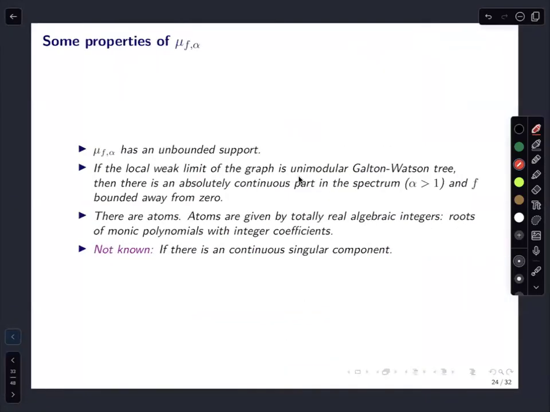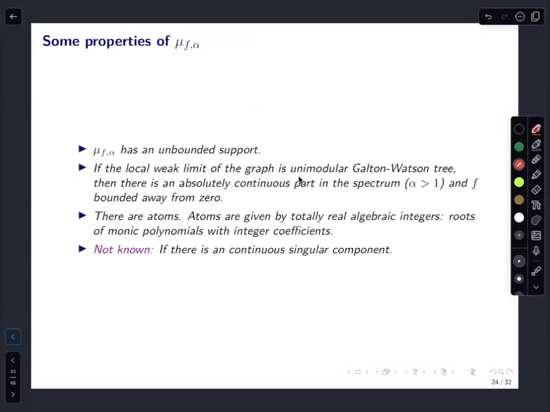Okay, so finally, a few properties of this mu f alpha when f has unbounded support. So mu f alpha has unbounded support. And we also know that if the local weak limit is a unimodular Galton-Watson tree, then you have an absolutely continuous part in the spectrum. This was proved by Arras and Bordenave. There are atoms, this was shown by Salez, that atoms are given by the totally real algebraic integers. What are these? These are roots of monic polynomials with integer coefficients.